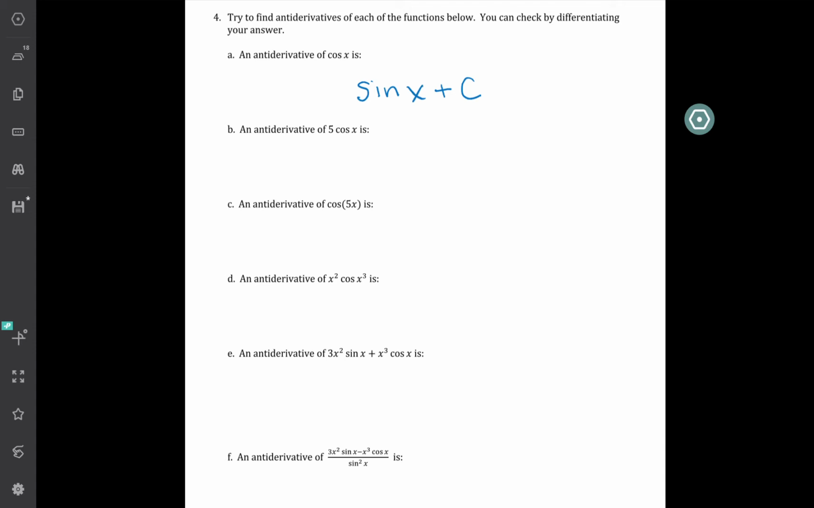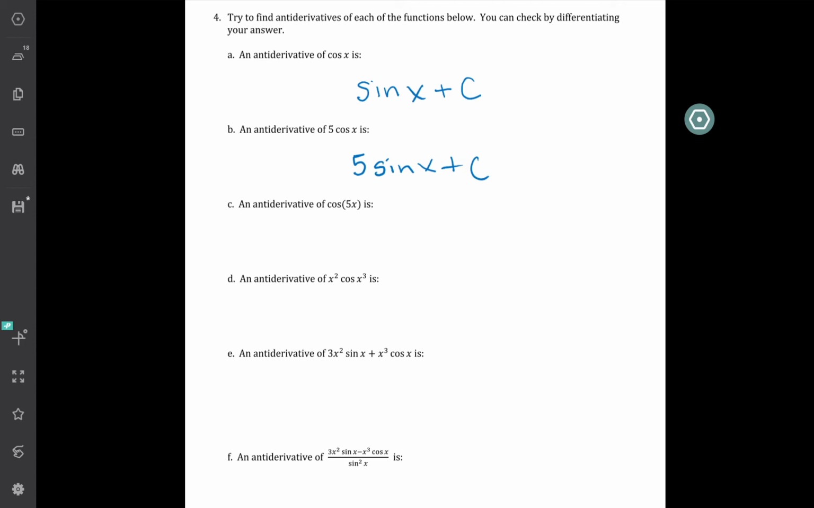Part B steps it up just a tiny bit. What if we have 5 times cosine of x? And the answer is not very much different. Coefficients just follow through when we take antiderivatives or derivatives. So we're going to have 5 sine x.